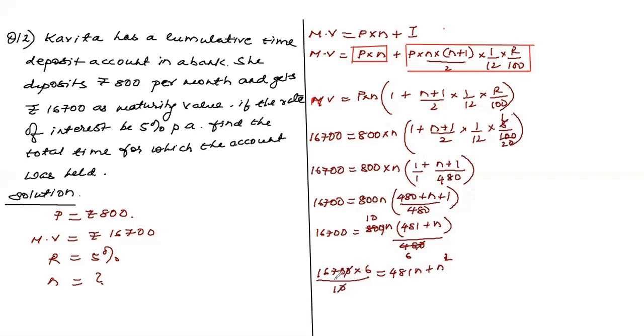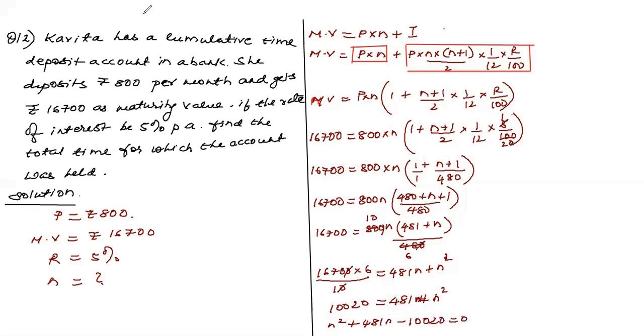6 zeros are 0, 6 sevens are 42, 6 sixes are 36, 40, 10,020. Got it? So what is this? 10,020 equals 481n plus n squared. So everything together: n squared plus 481n minus 10,020 is equal to 0.